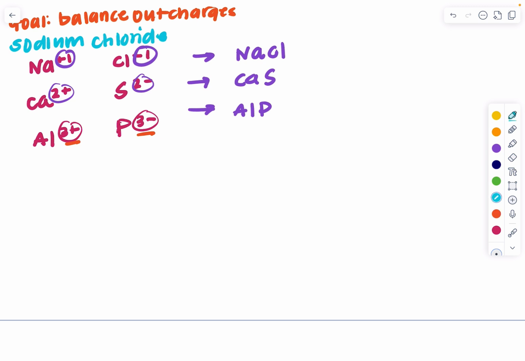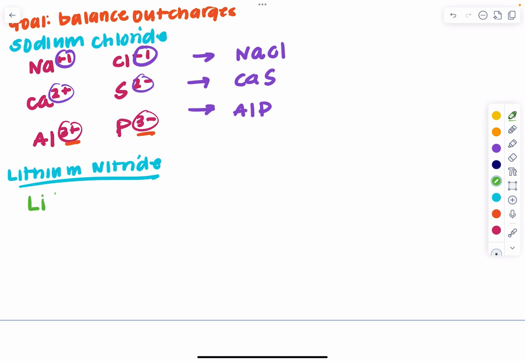Okay. Let's look at something like lithium nitride. If we look at the periodic table, lithium has a +1 charge. It has 1 valence electron. Instead of adding 7, we just remove 1. And let's also look at nitrogen. Nitrogen has 5 valence electrons. Instead of removing those 5, we add 3, just go with the smaller number. Again, these charges don't add up to 0. We have +1, -3, that goes to -2. We need them to balance.